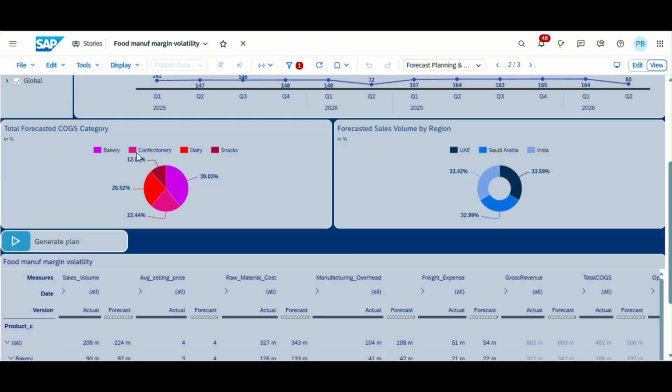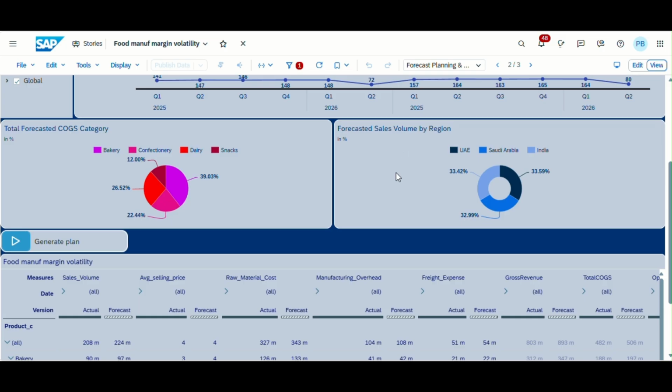Coming to the total forecasted cost of goods sold by category chart. This visualization shows how projected manufacturing costs are distributed across different product categories. Here, bakery accounts for the largest share at approximately 39.03%, followed by dairy at 26.52%, confectionery at 22.44%, and snacks contributing around 12%. These insights help management identify which product categories will require the highest manufacturing investment during the forecast period.